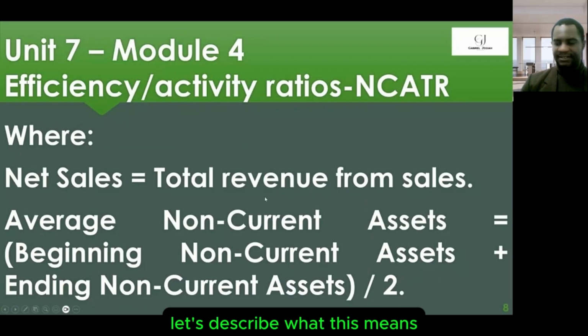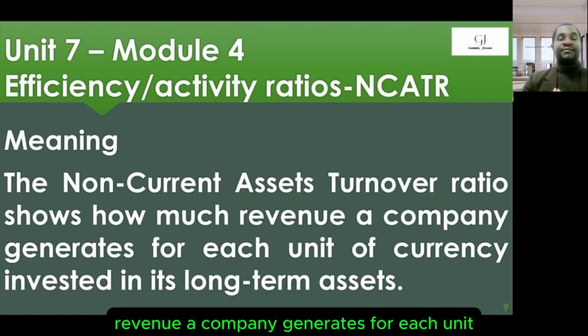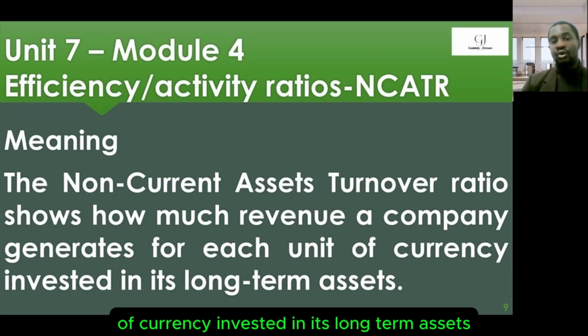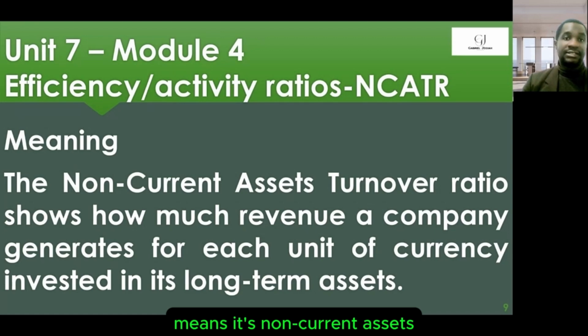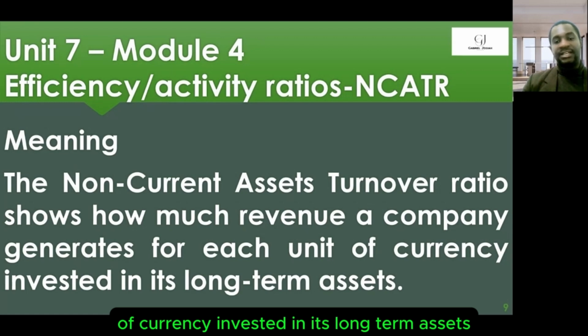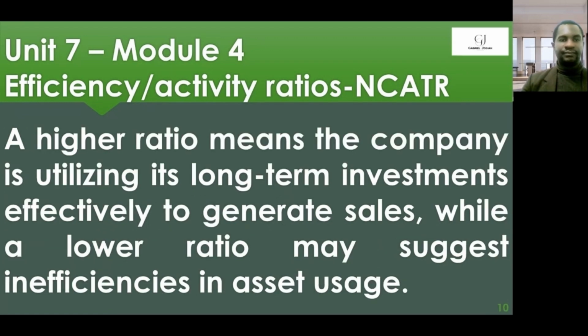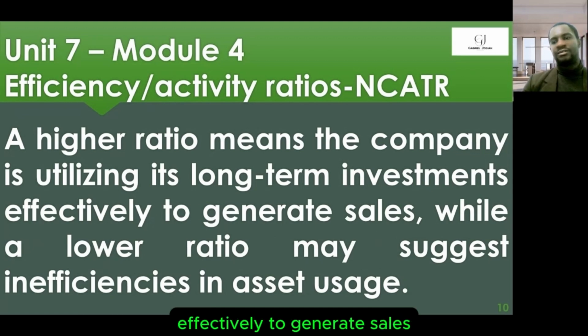Let's describe what this means. It shows how much revenue a company generates for each unit of currency invested in its long-term assets. Long-term asset means non-current assets. This is very important. Take note of it. A higher ratio means the company is utilizing its long-term investments effectively to generate sales, while a lower ratio may suggest inefficiencies in asset usage.